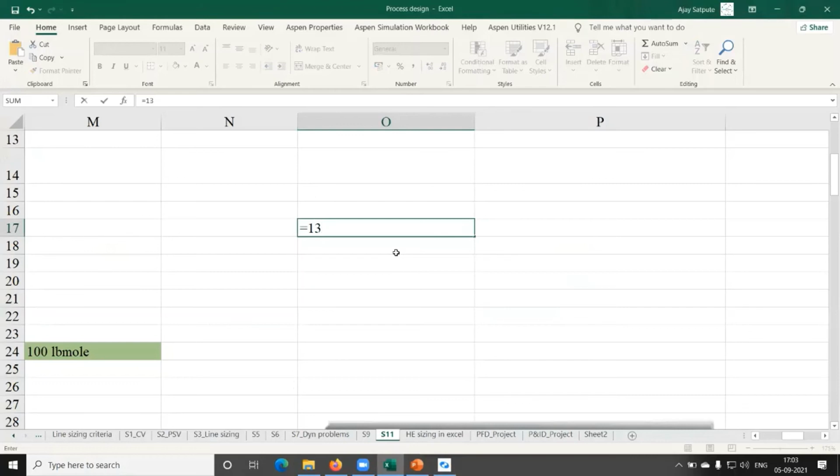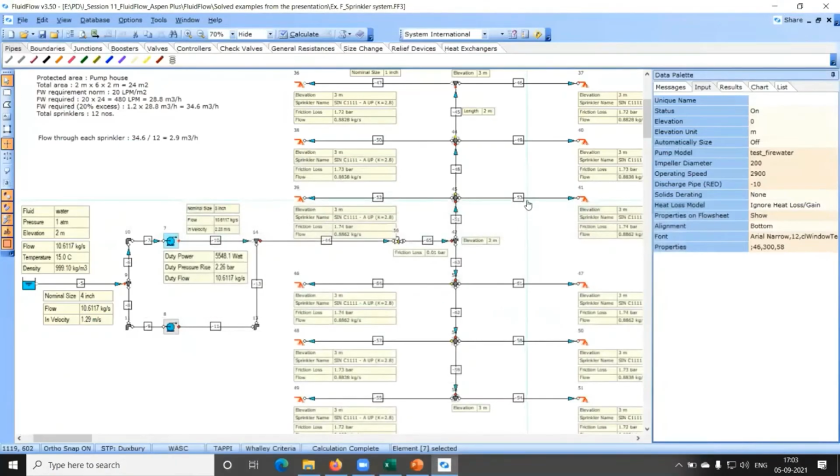13 lakh divided by 75. So about 17,000 USD, Mr. Mark. And that is only applicable for 6 months, right? So that kind of study you can do in FluidFlow with 3 to 4 lakh rupees perpetual, right? So that way it is extremely cheap software. Okay, any query on this?